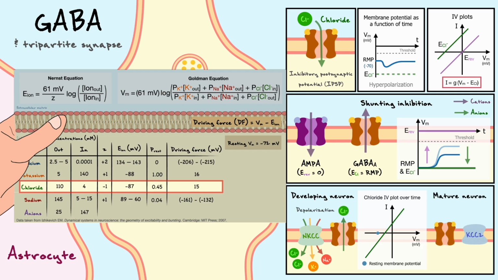In mature neurons, however, the NKCC cotransporter gets downregulated and a new transporter by the name of KCC2 gets expressed. KCC2 exports 1 potassium and 1 chloride out of the cell, which makes the internal chloride concentration very small. As a result, the equilibrium potential for chloride becomes more negative and the IV curve shifts below the resting membrane potential. Now, when the GABA receptors open, it causes a hyperpolarizing current due to chloride efflux.